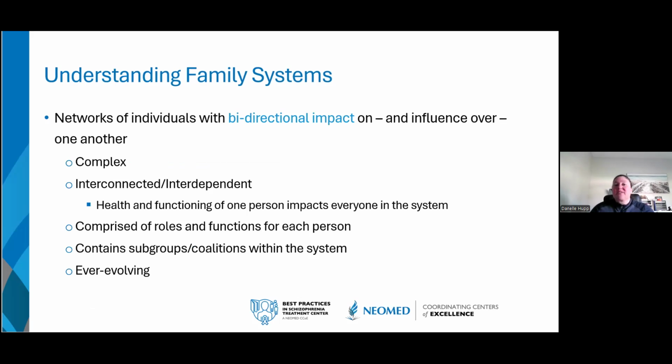So a family system is really a network. It has bidirectional impact and influence over one another. What impacts one person in that system impacts the rest of the system and vice versa. It's always complex. They are interconnected aspects of the system. That's how we know that they have impact over one another. Everybody within that system has a role to play and a function to serve.